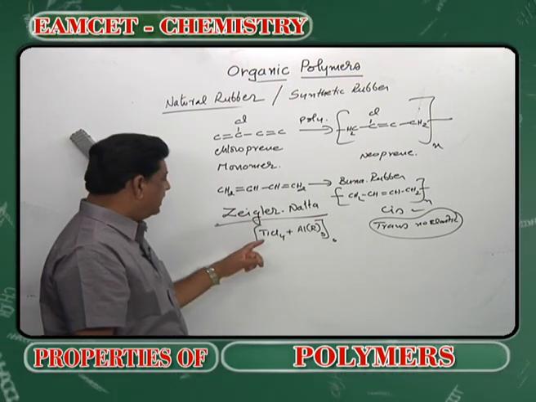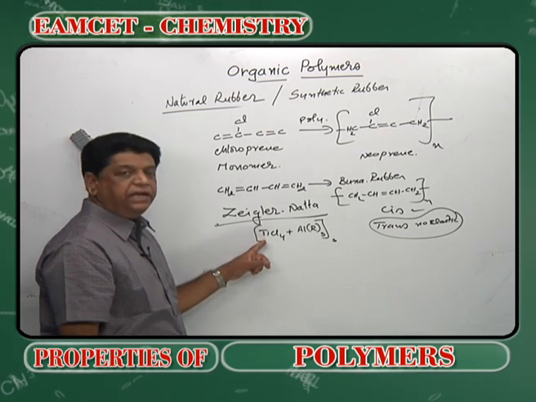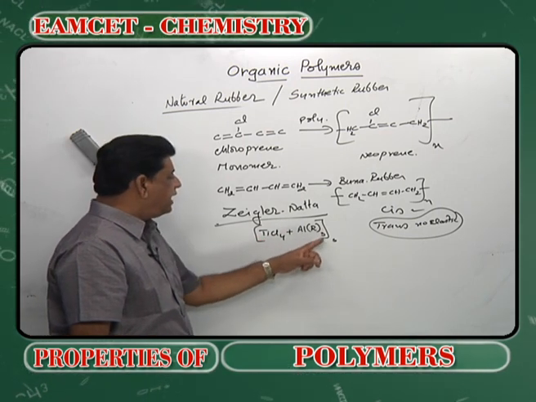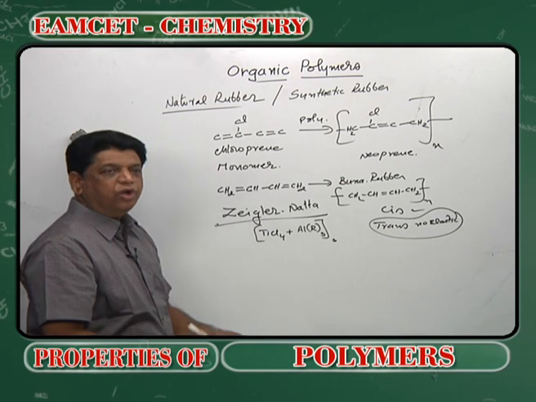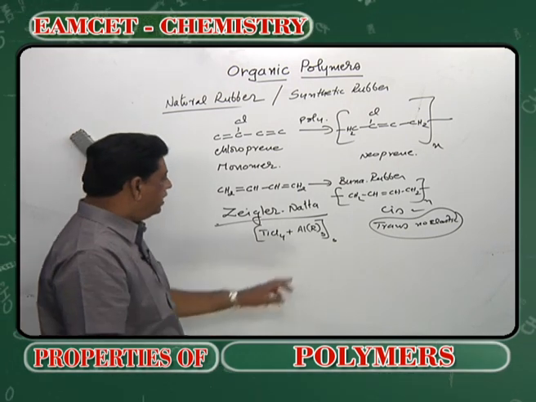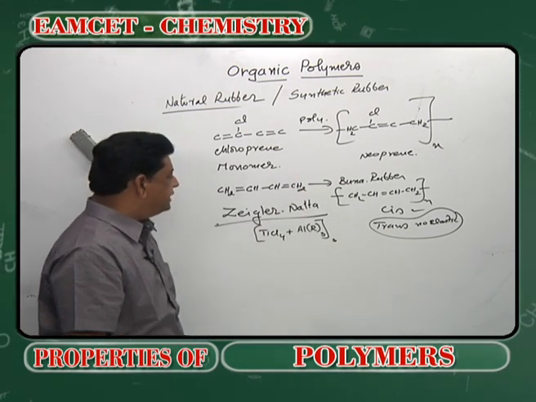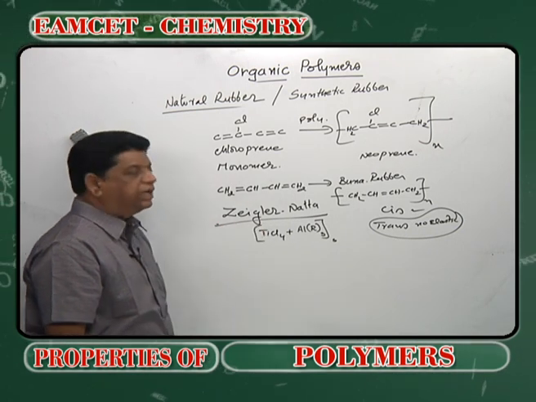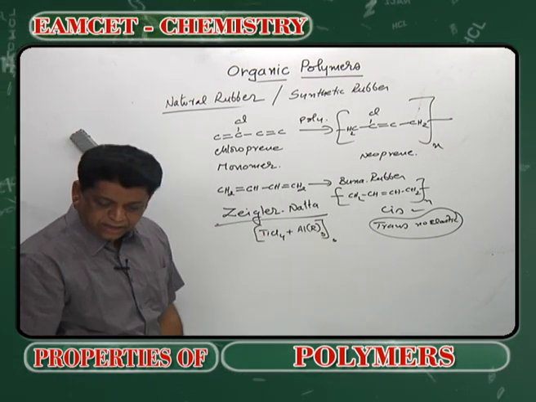Okay. What is the catalyst? It is a mixture of titanium tetrachloride and trialkyl aluminum. The combination is a solid. A solid catalyst is used in the polymerization by the Ziegler-Natta. So, the catalyst is called Ziegler-Natta catalyst.